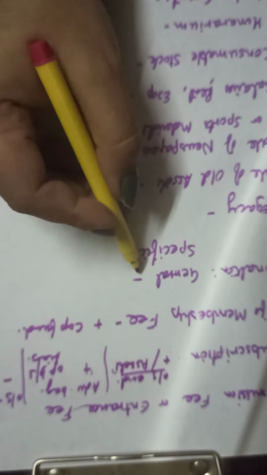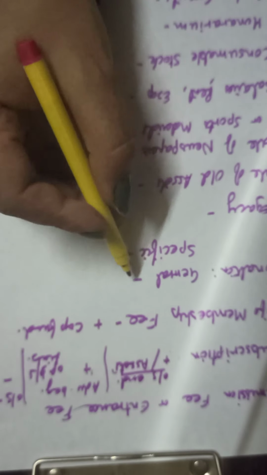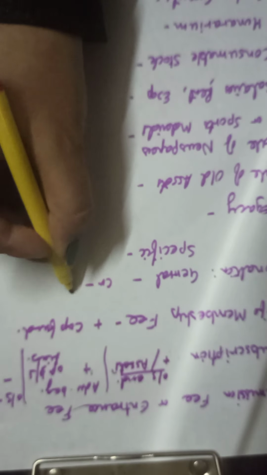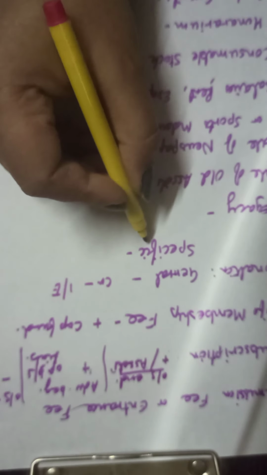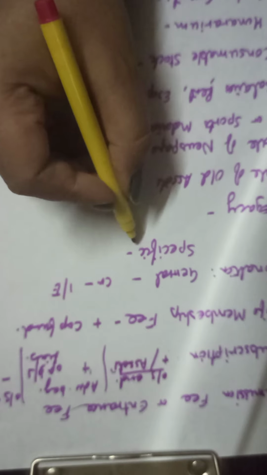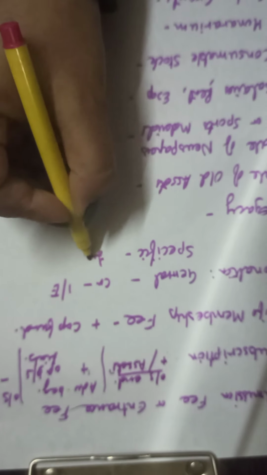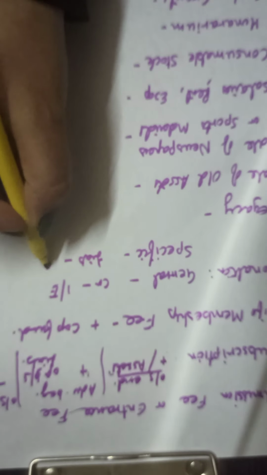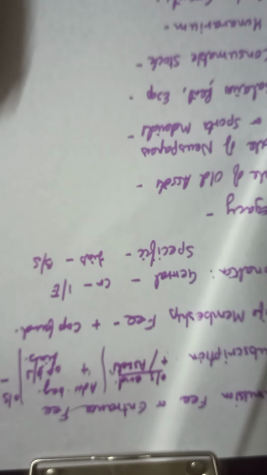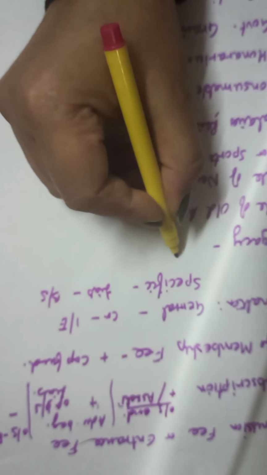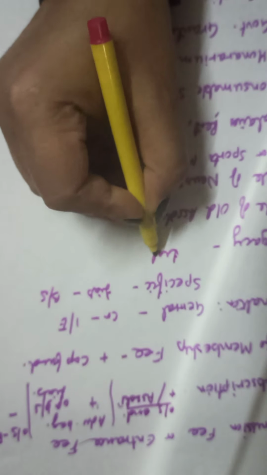Then comes donation. Donation, I've told you, in case a general donation or donation of a small amount, it will be shown on the credit side of income and expenditure account. But in case it is a specific donation or a donation of a big amount, it will be shown on the liability side of the balance sheet. Then comes legacy. Legacy is a capital amount, liability side of the balance sheet.